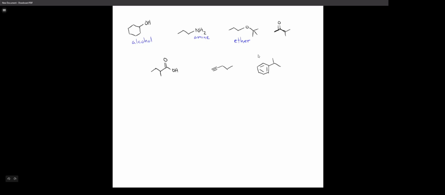This one, is that a ketone? That's a ketone. Very good. Ketone. This one, carboxylic acid. Very good. It has an OH, but next door is a carbon-oxygen double bond. That's a carboxylic acid.